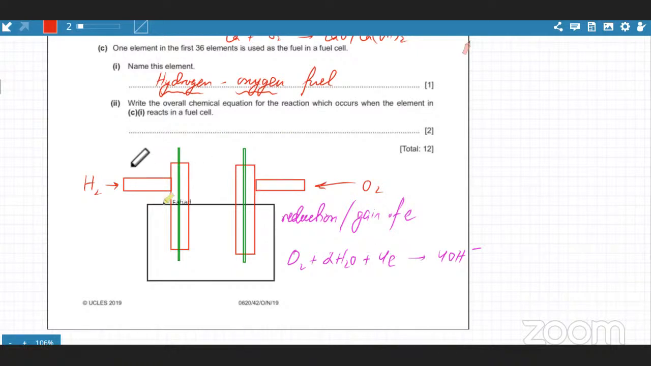On the other side, another reaction happens where hydrogen comes in, reacts with OH- ions, and ends up losing electrons.